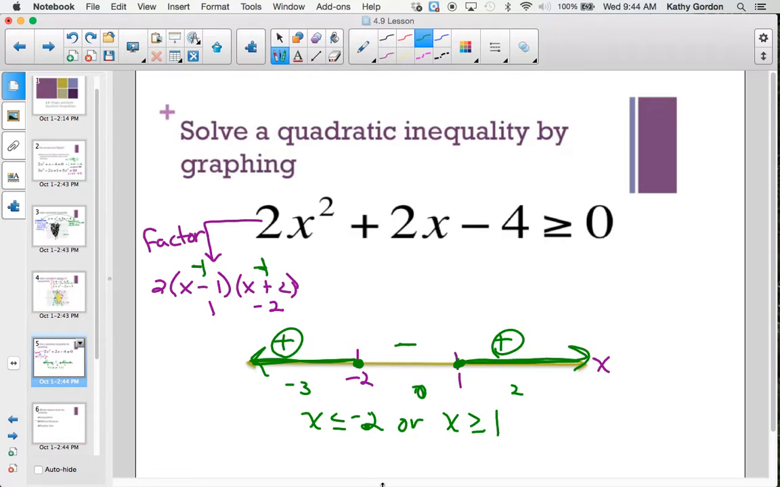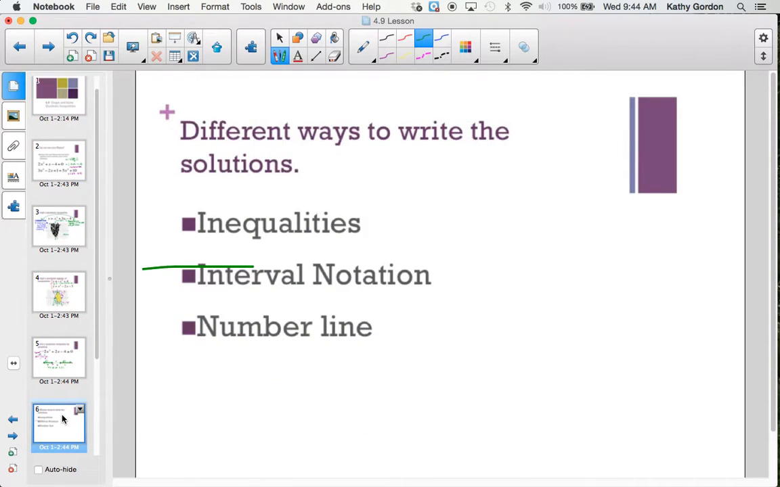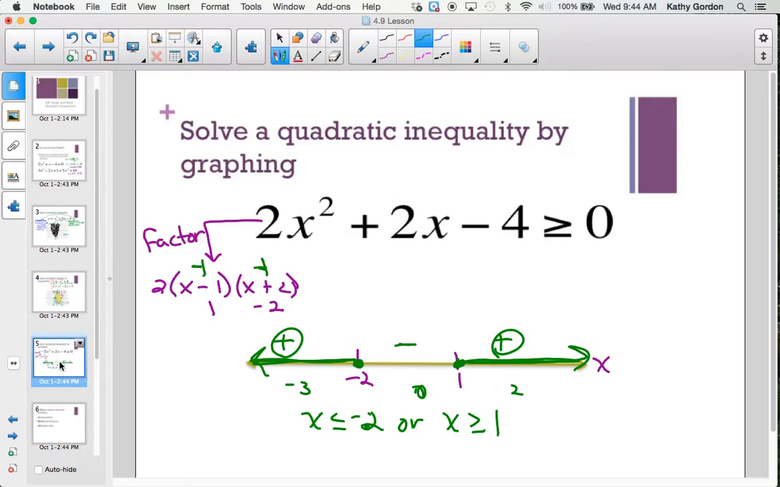So this would be the inequality way of showing what your answer was. I need x values that are less than or equal to -2, or I need x values that are greater than or equal to 1. Those are the x's that are going to make this inequality true. And then there's a third way, which is called interval notation. Interval notation is going to communicate exactly the same way, just in a slightly different format.